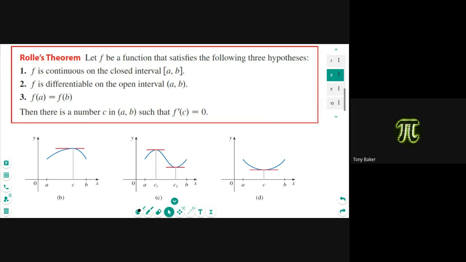If you think about it, they're saying that if these two values are the same, and the function goes continuously between those two, at some point it has to turn. Now, if you think about that, it totally makes sense. There's no way you would get back to the same exact point you started with without turning around. That's what Rolle's theorem states.